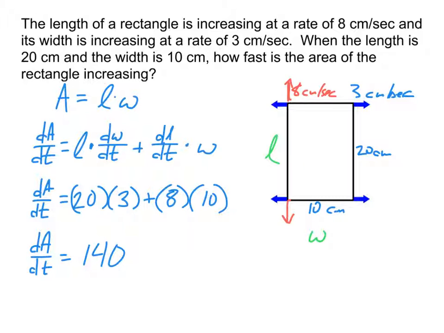So we end up getting 140 as our final answer there, but of course we need units. Now remember, an easy way to know these units. Look at what we're actually dealing with. What is A measured in? It'd be square centimeters. Yeah, so this is going to be square centimeters per second. Because of course T is measured in seconds here.